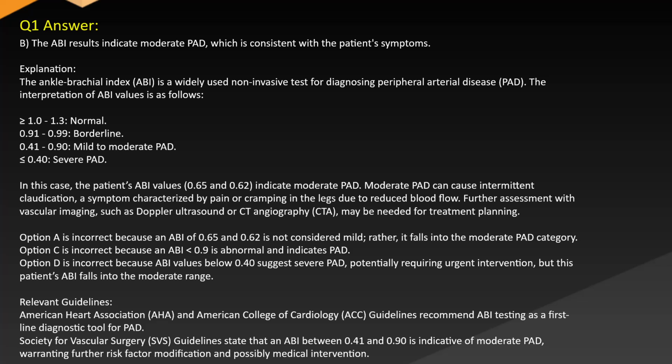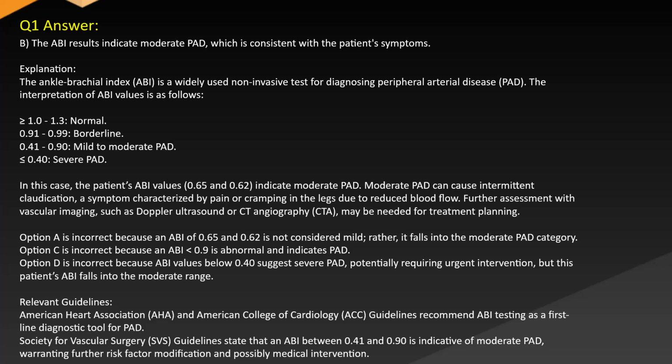and 0.40 or less is severe PAD. In this case, the patient's ABI values of 0.65 and 0.62 indicate moderate PAD. Moderate PAD can cause intermittent claudication, a symptom characterized by pain or cramping in the legs due to reduced blood flow. Further assessment with vascular imaging such as Doppler ultrasound or CT angiography (CTA) may be needed for treatment planning.